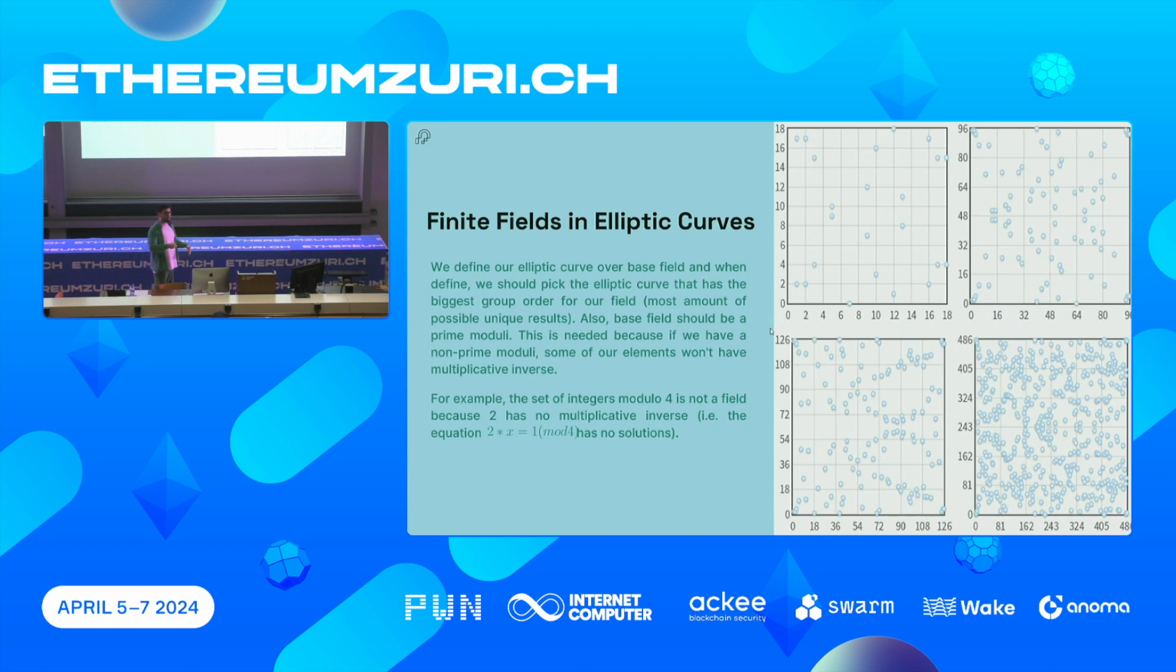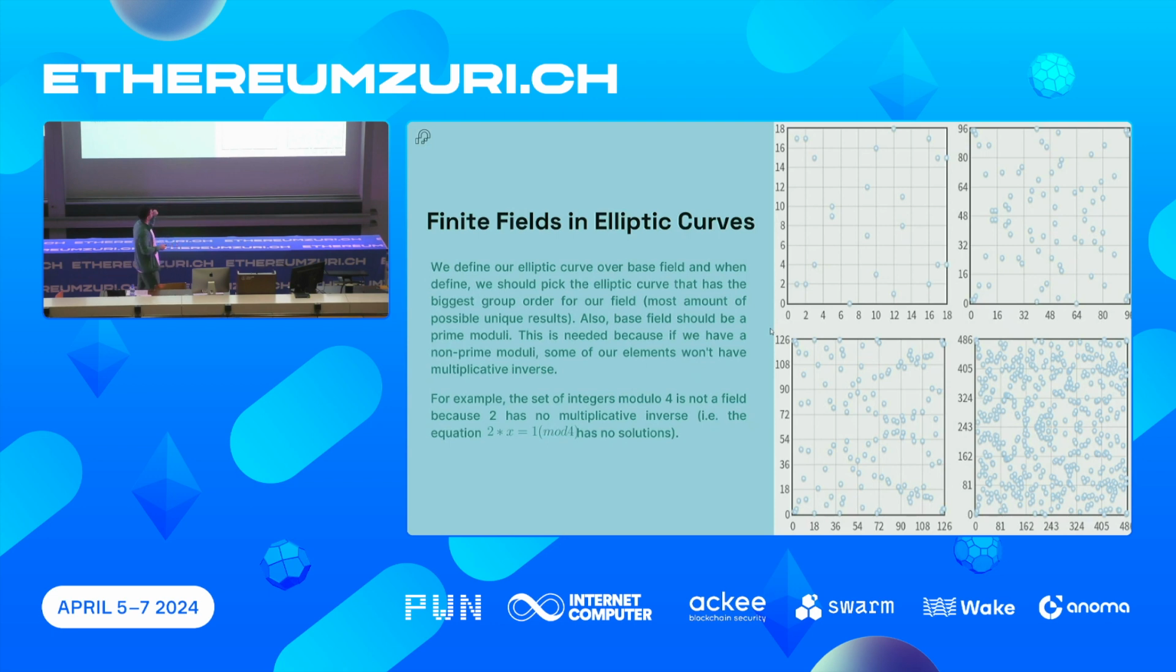That's why we have to pick a very big number, and you have to pick a prime number, because if you don't pick a prime number, for example, in your field, some numbers will have no multiplicative inverse. So it's a bad thing. We want every number to have a multiplicative inverse in our calculations. For example, if you have modulo 4, you won't have any multiplicative inverse for 2. There will be no solution for an equation. So we don't want this.